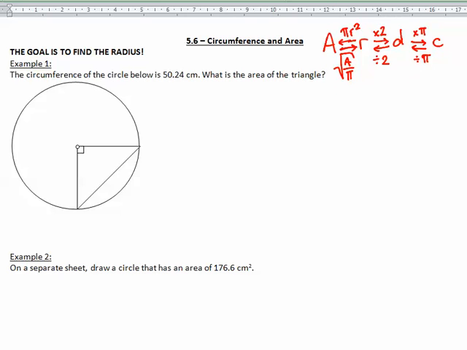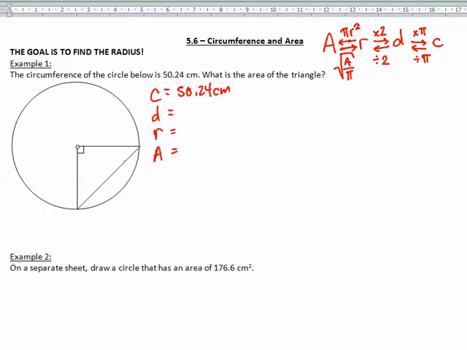So, question 1, the circumference of the circle below is 50.24 centimeters. What is the area of this triangle? Well, if we're ever stuck, we write down what we know and what we don't know. So we'll put our four quantities or variables on the side. We know that the circumference is 50.24 centimeters, and I want to know the area of this triangle.